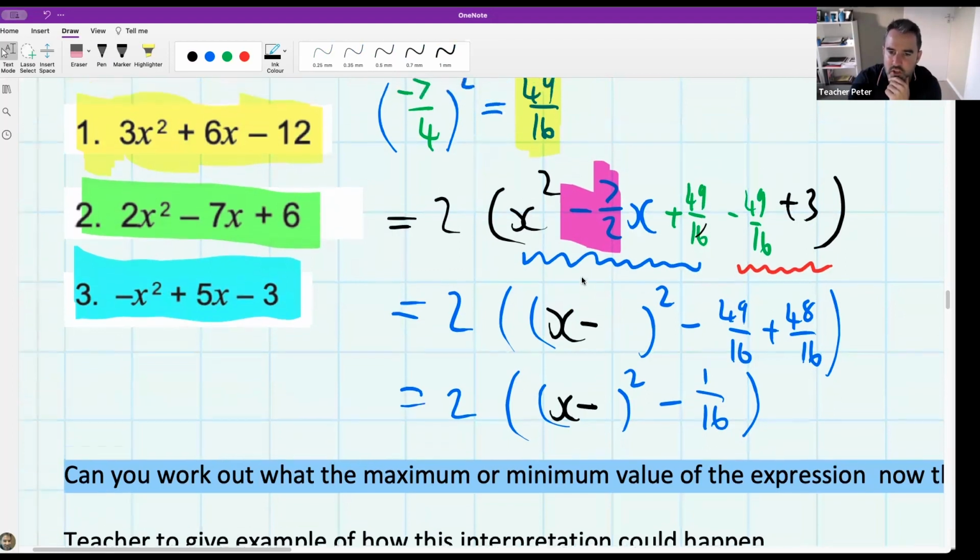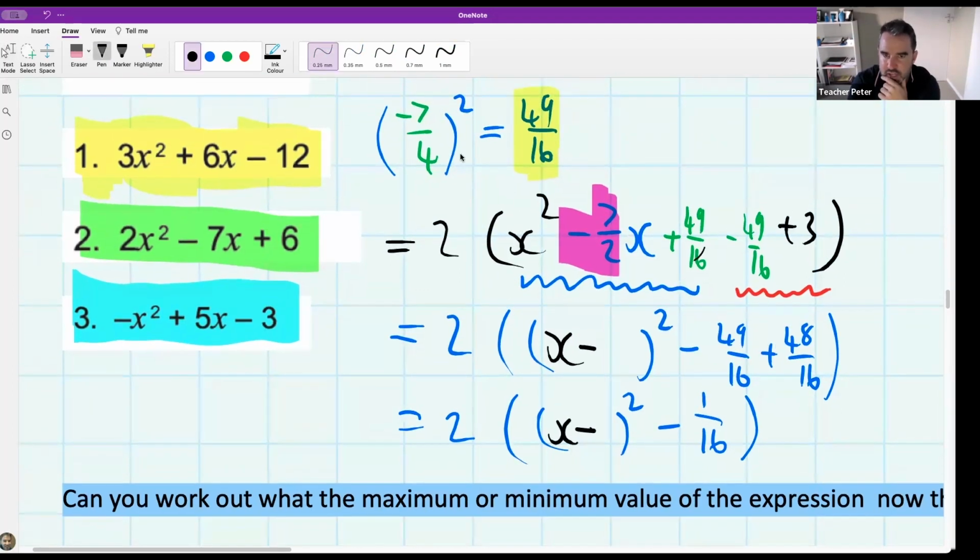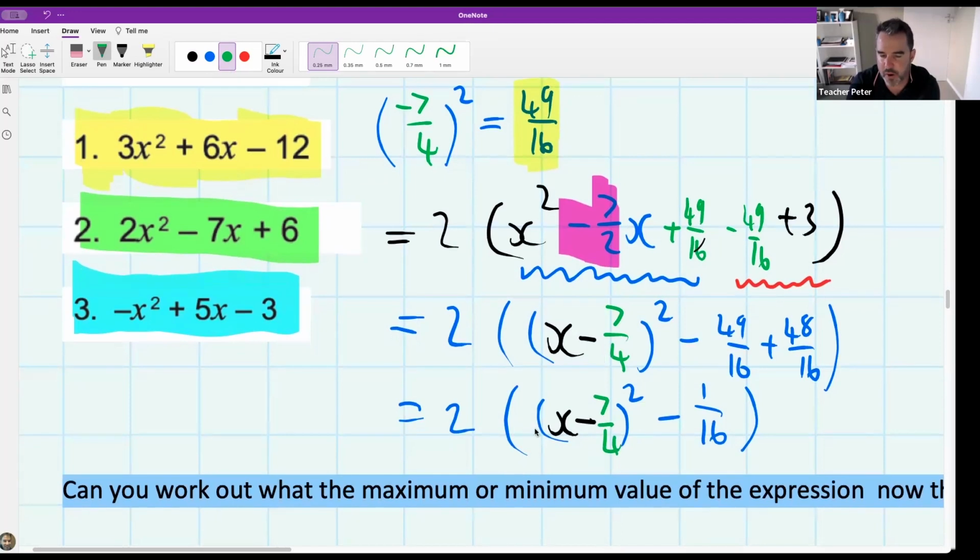And the reason is it comes from that. Now, all I have to do is look above and ask, what is inside the bracket here? It's just going to be 7/4. Or another way to think about it is I have to be able to get 49/16, and the only way I get that is if I have 7/4 here. So the answer for this one is just 2 times bracket x minus 7/4 squared minus 1/16.